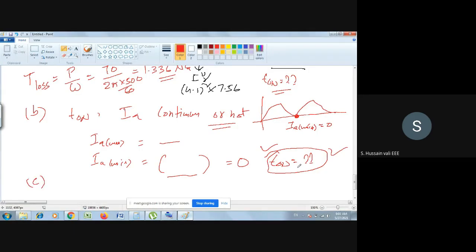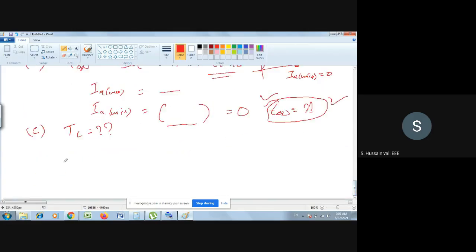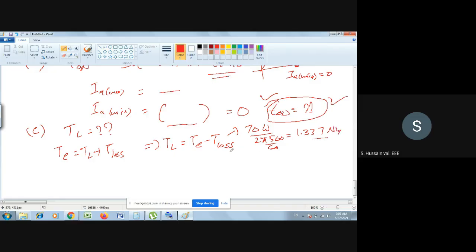What is part C? At this value of T on which you got in part B, he is asking you to find out the load torque. How do you find out the load torque once again? So for load torque, you have TE is equal to TL plus T loss. So to find out TL, TE minus T loss. T loss we already found out, that is a constant 70 watt divided by 2 pi into 1000 by 60. How much did you get? 1.337. This you know already.